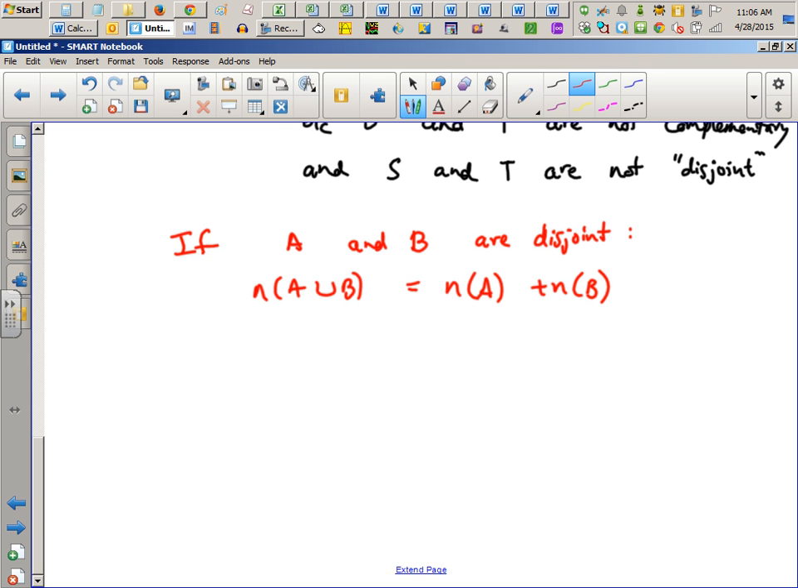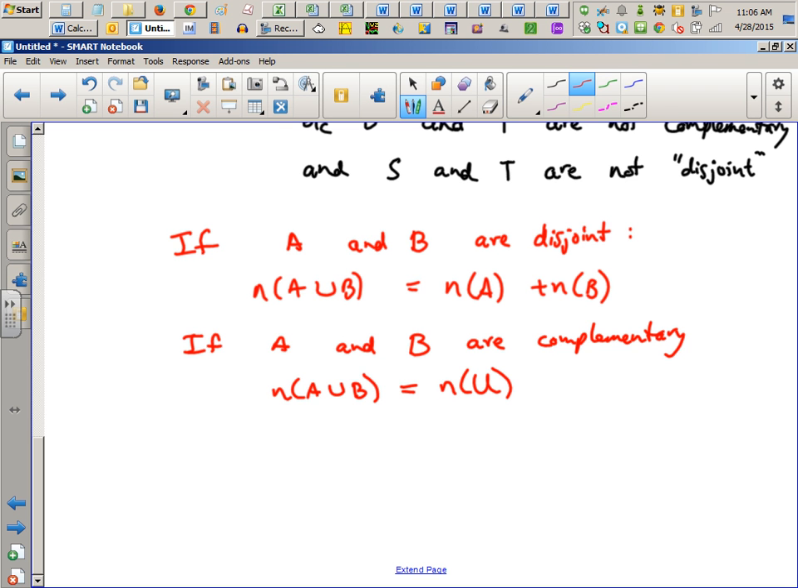Okay? If A and B are complementary, then you can go so far as to say that n of A union B is n of U. You get the whole universe by combining two disjoint complementary sets. So if A and B are complementary and disjoint, then combining them will give you the whole universe. Kind of like those who love fuzzy green hats and those who don't. Combined makes the whole population of humans.